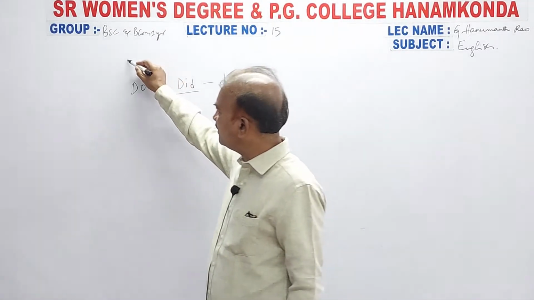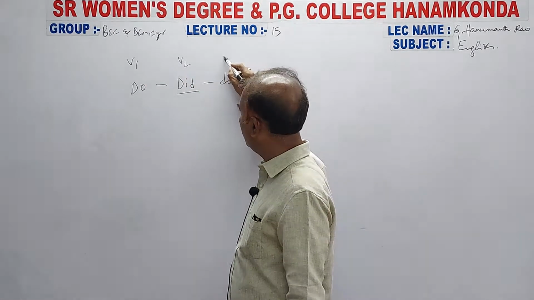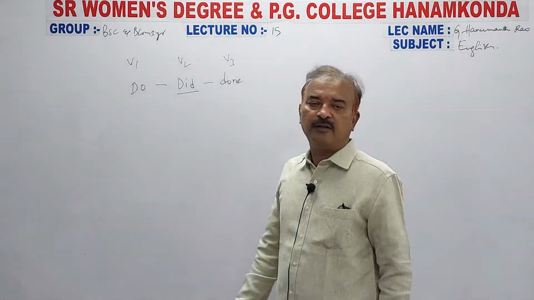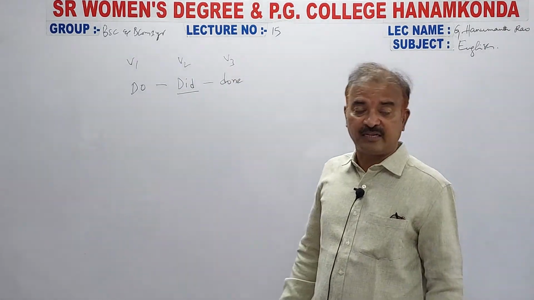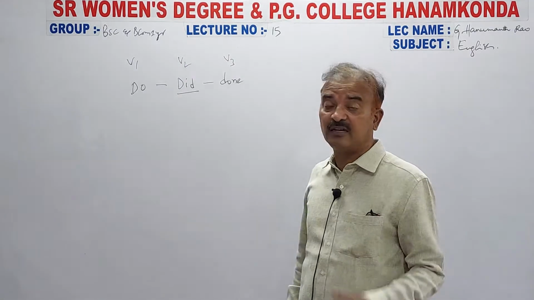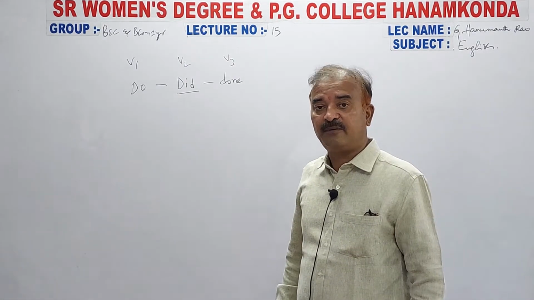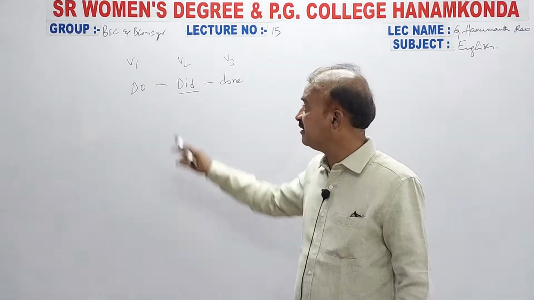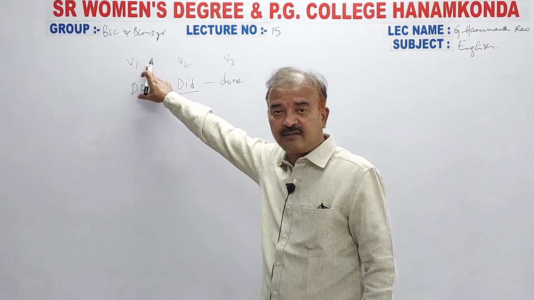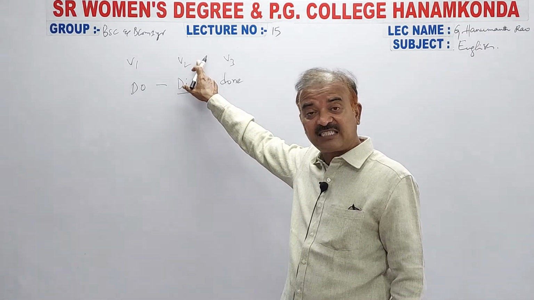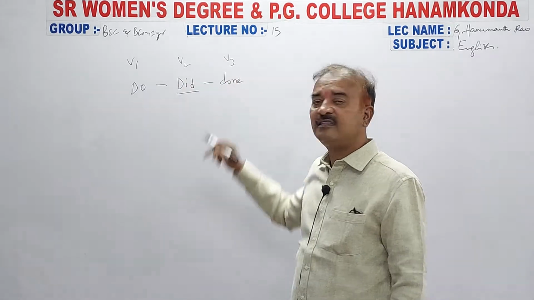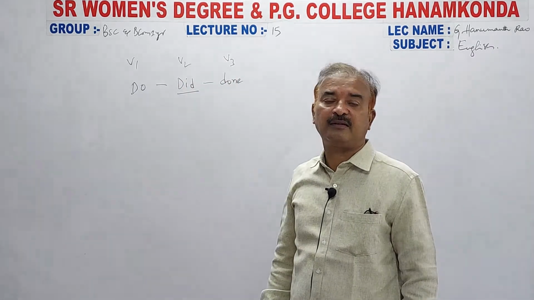What do you call these things? V1, V2, V3. You address it like that, but a person like me never addresses it like that. This is present tense, V1. V2, this is past tense. V3, this is past participle.